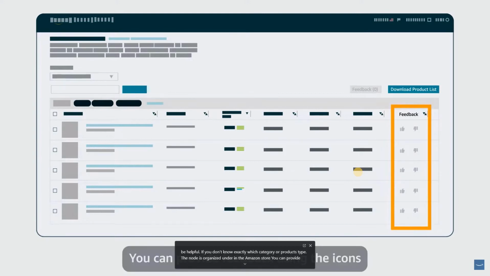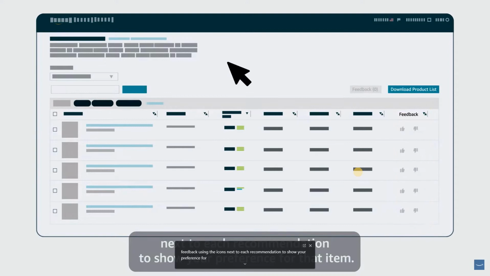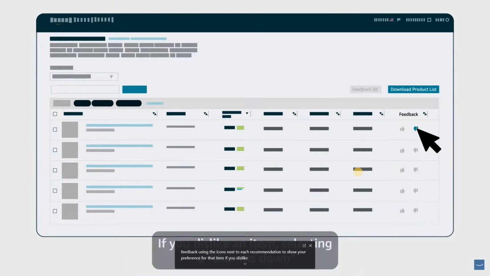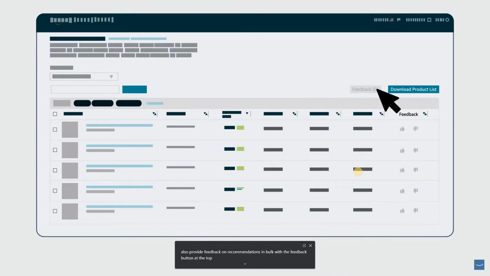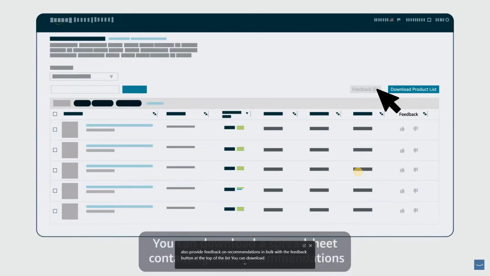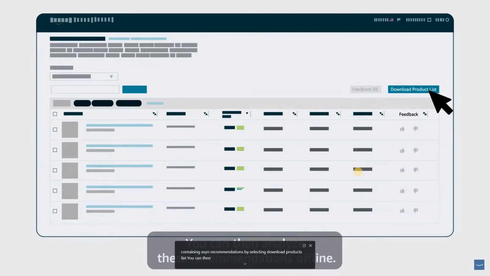You can provide feedback using the icons next to each recommendation to show your preference for that item. If you dislike an item, selecting a thumbs down will remove it from future lists of recommendations. You can also provide feedback on recommendations in bulk with the feedback button at the top of the list. You can download a spreadsheet containing ASIN recommendations by selecting Download Product List. You can then analyze these recommendations offline.